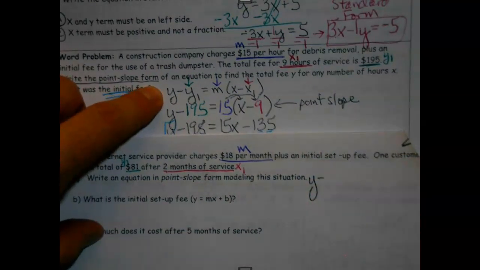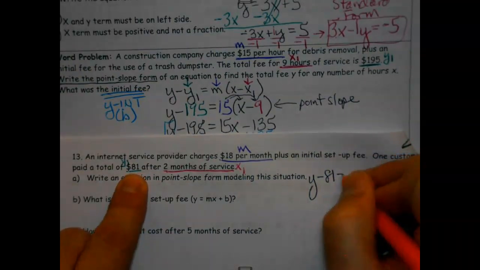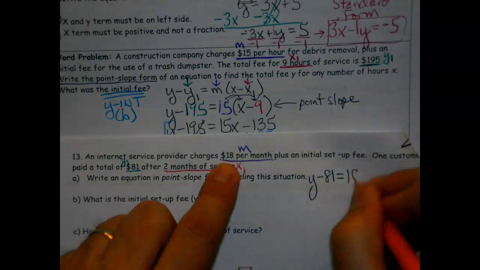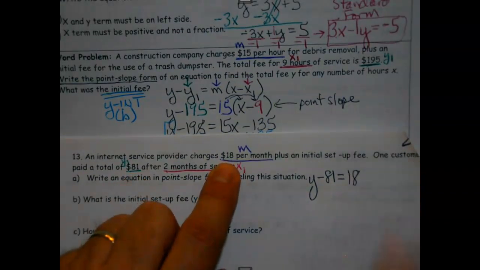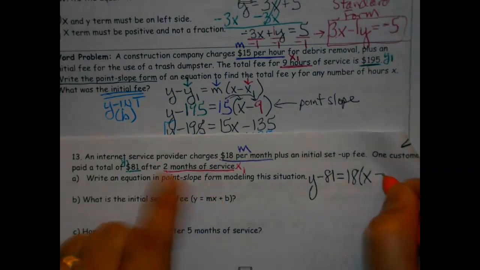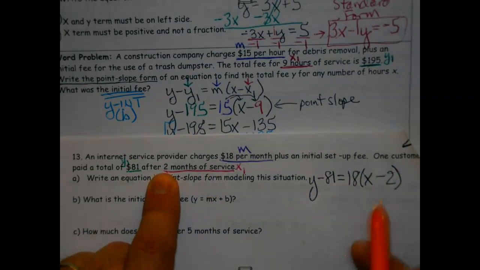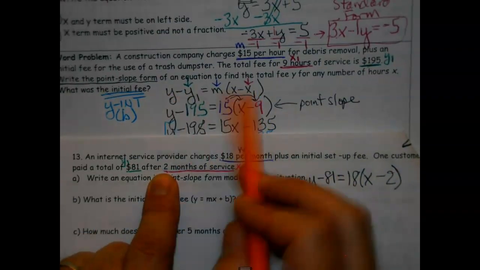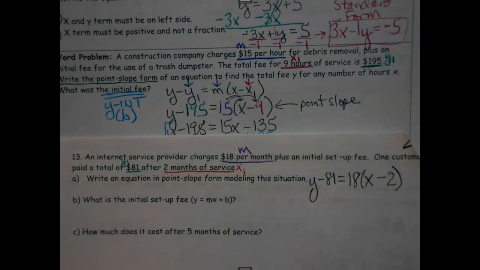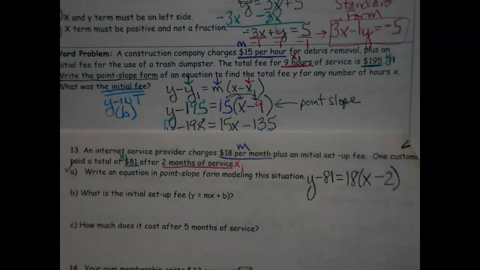Y minus Y1, which is 81, equals M, X minus X1. I'm literally just plugging numbers into those 3 spots, the same 3 spots that I labeled right here. Okay, that's your equation in point slope form. So letter A, good.